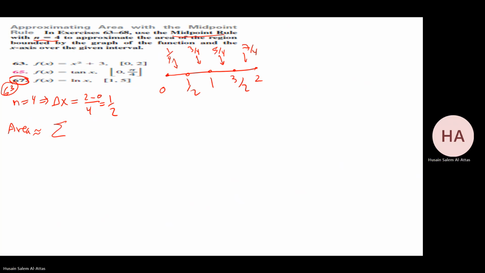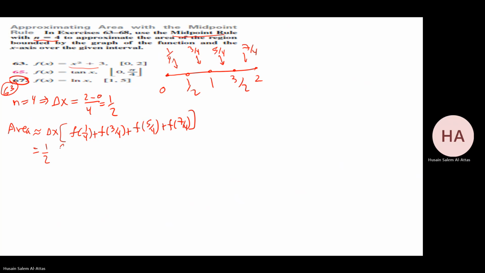summation I equal 1 to 4. F of, no, let me do it this way. Since it's 4, I have half delta x times f of 1 over 4 plus f of 3 over 4 plus f of 5 over 4 plus f of 7 over 4. Delta x is half.